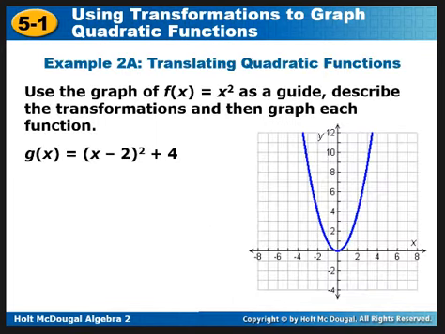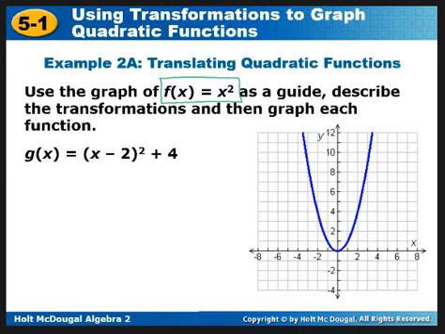Okay, so what we're looking at here is it says use the graph of f of x equals x squared as a guide and describe the transformations and then graph each function. Okay, well, if we're using this as a guide, and you can kind of see that same graph is on the coordinate plane on the right there, we basically just need to explain what's going on.